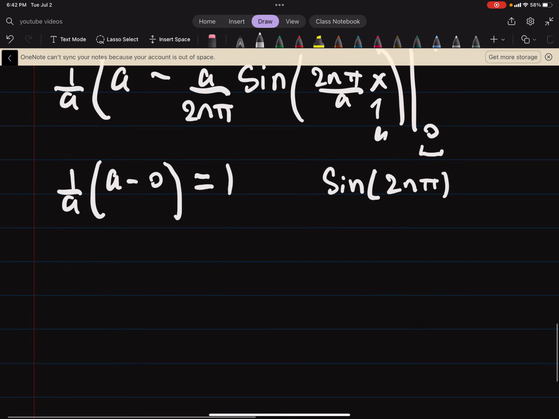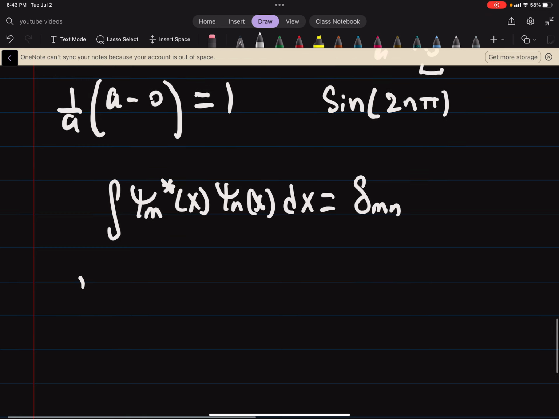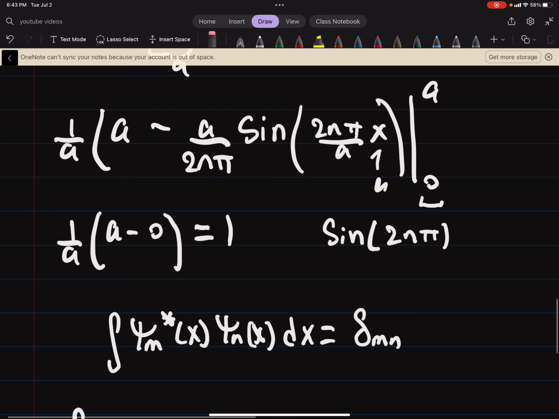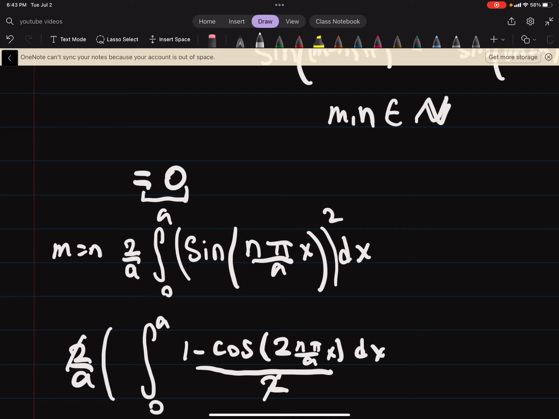So then we can actually write our integral, the inner product of these two states, as what we call the Kronecker delta. The Kronecker delta is something that kind of pops up a lot in physics. The Kronecker delta is equal to 0 if m is not equal to n, and 1 if m is equal to n. So that's what we just showed. If m equals n, you get 1, and if they're not equal, you get 0. Awesome.